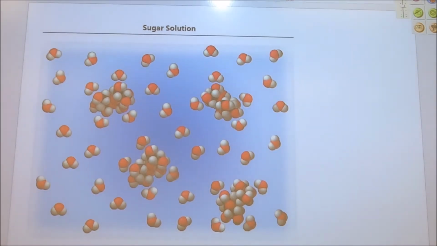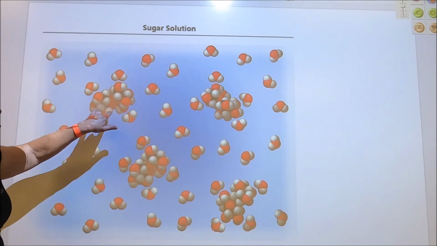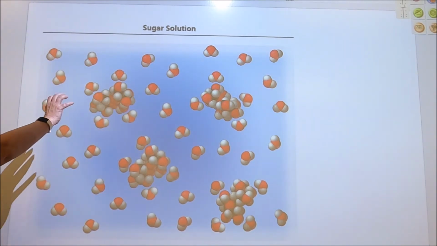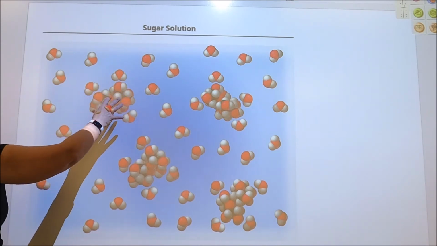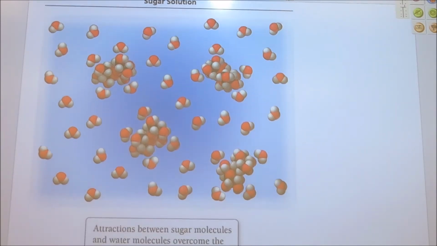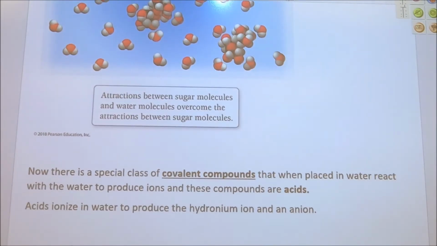Okay? So when the sugar molecules dissolve, they stay intact in water. They don't produce any ions. They were a covalent molecule to begin with, and they stay intact and whole as an uncharged covalent molecule in water. So the attractions between the sugar molecules and the water molecules overcome the attraction of sugar molecule for sugar molecule, and they dissolve.